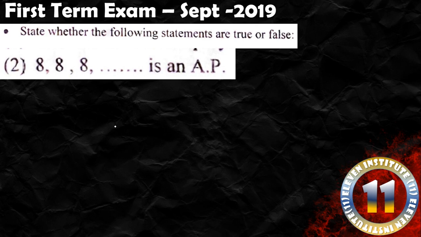So, first term examination September 2019, this was asked in 1 mark for true or false. 888 is an AP. Say whether it is true or false. Definitely this is true. Right? Why is it true? Because the common difference is 0. Right? This is the first term, this is the second term, this is the third term.